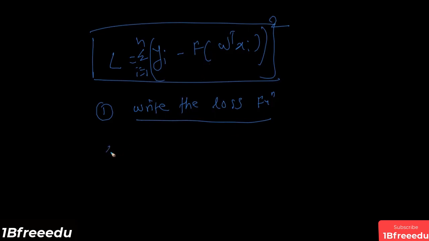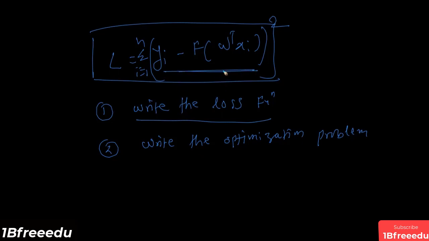The second step is to write the optimization problem. Here we want to minimize this loss. Now what can minimize this loss? See, in this equation, yi and xi are fixed because they are inputs mapped with outputs. The only variable is w. Only this w can change. That means we want to find a w which will minimize this.